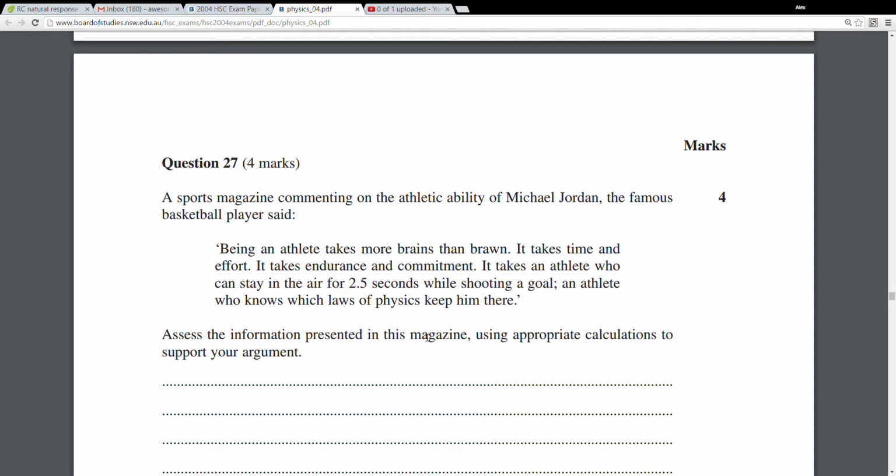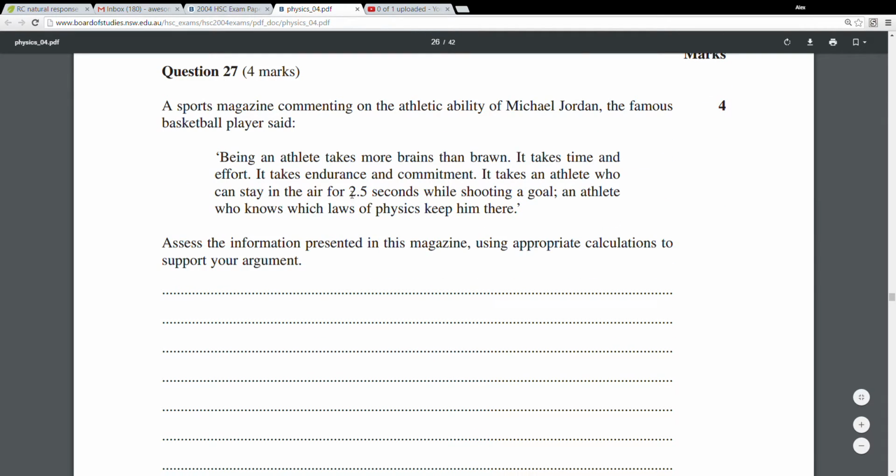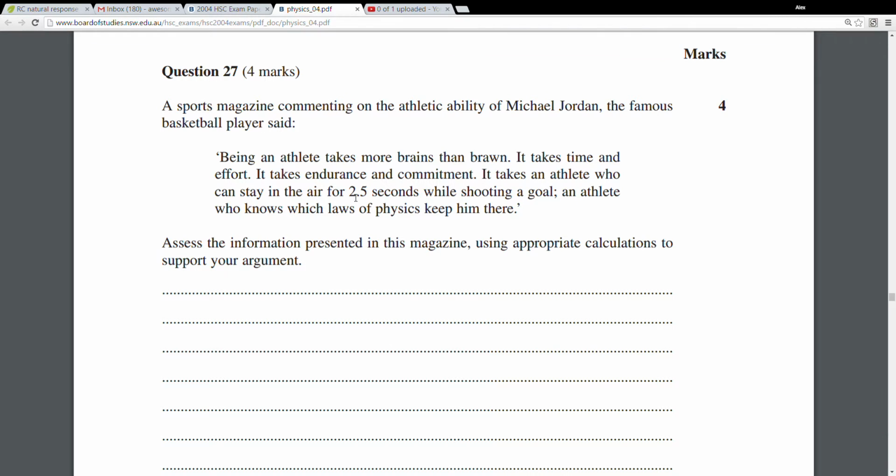I'm not so sure what to do with this, but I know what to do with this. Assess the information presented in the magazine using appropriate calculations to support your argument. So, if we have the time of flight, we can calculate what his launch velocity was, right? So we can essentially treat Jordan as a projectile. So we're going to calculate his initial velocity, and I don't know what that's going to be, but if it's like 50 meters per second, then it's safe to say that this information here is inaccurate, because staying up in the air for 2.5 seconds is a very hard thing to do.